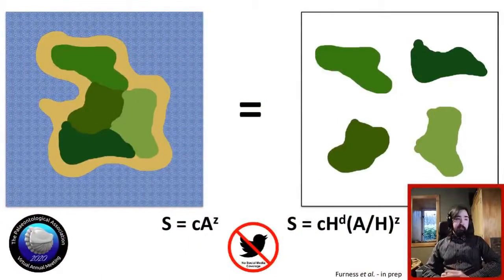There's been extensive debate about why this relationship exists. Is it the result of area per se, where larger areas reduce species extinction risks? Or is it the result of habitat heterogeneity, where larger areas could just contain more different habitats?